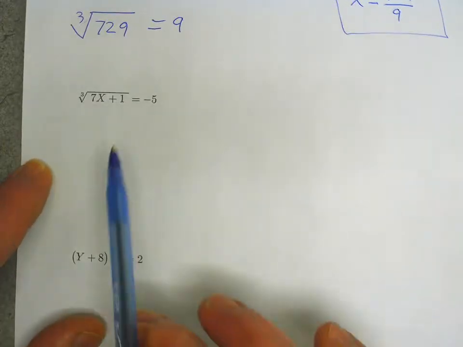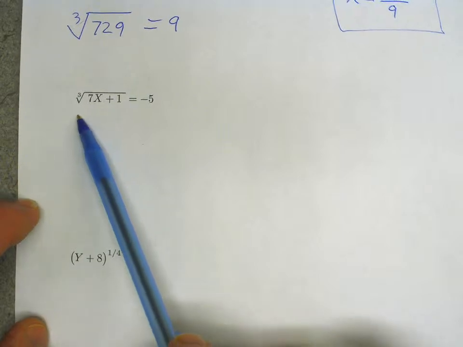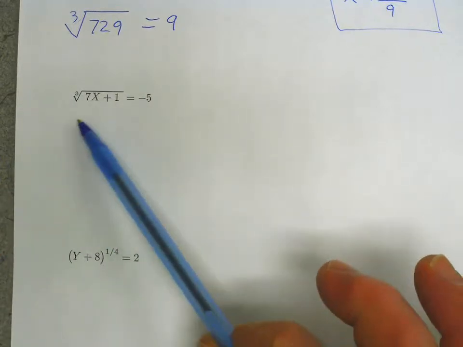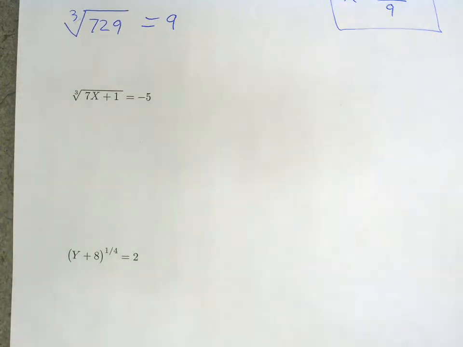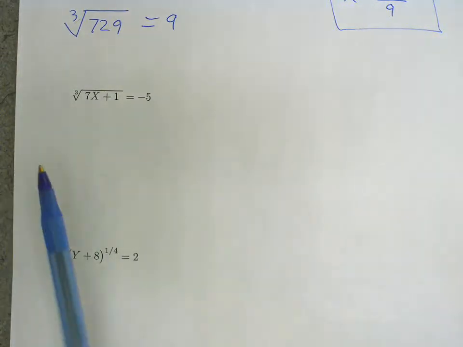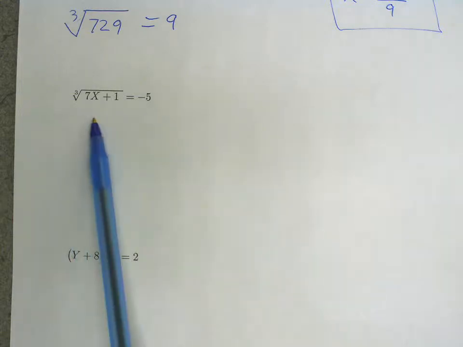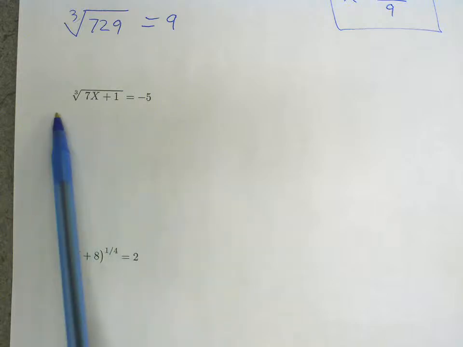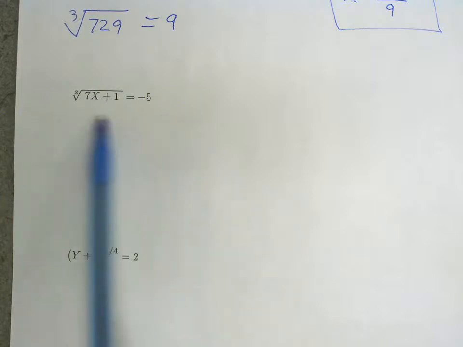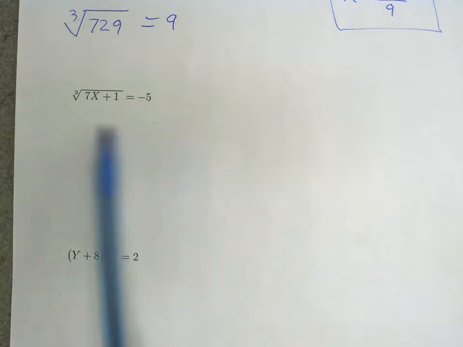Okay, the next example also involves a cubed root, and it's by itself on the left-hand side. So we have the cubed root of 7x plus 1 equals negative 5. Okay, remember the difference between a cube root and a square root. The cube root of a negative number is equal to a negative number. So there's nothing wrong with this, at least right now. There's nothing that we can see that's wrong with saying that the cube root of a number equals negative 5.